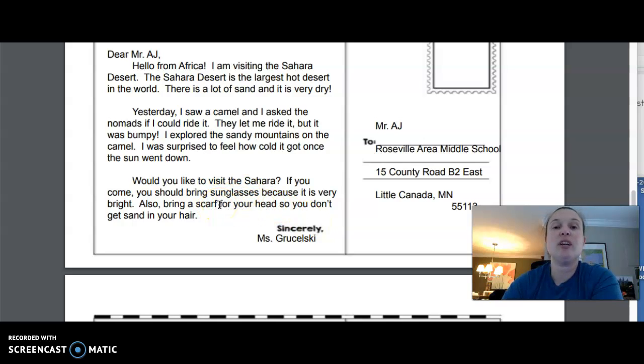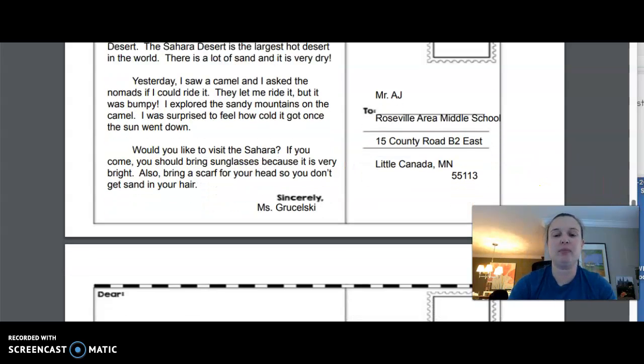You could also give me some advice about what I should bring. Like if you go to the savannah, maybe you need to bring binoculars in order to see the animals. Or maybe if you go to the Nile River or the Congo River, you should bring a life jacket in case you fall out of the boat so you don't drown in the river.